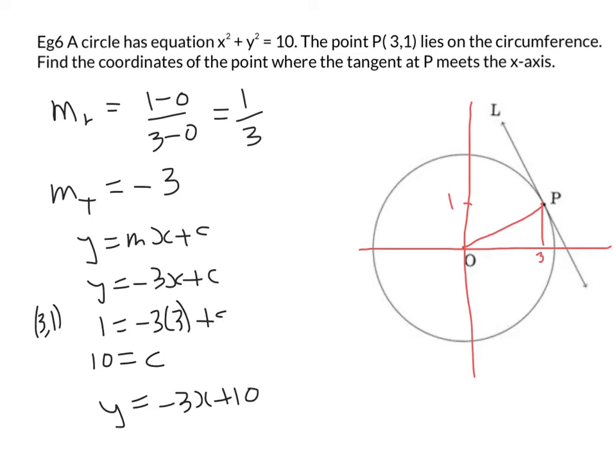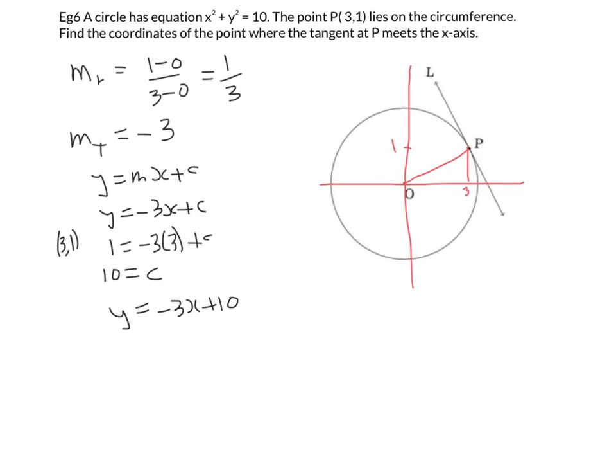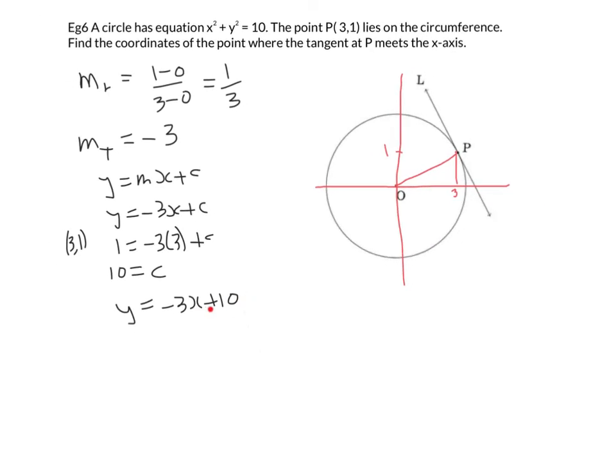Why is that useful? Well, from that line you can figure out where it crosses the y-axis or the x-axis. Where it crosses the y-axis, way up here, is going to be when x is 0. When x is 0, y is 10. In other words, the y-intercept. So the y-intercept is where it crosses the y-axis. But that's not what we're asked for. We're asked for the coordinates of the point where the tangent at P meets the x-axis.